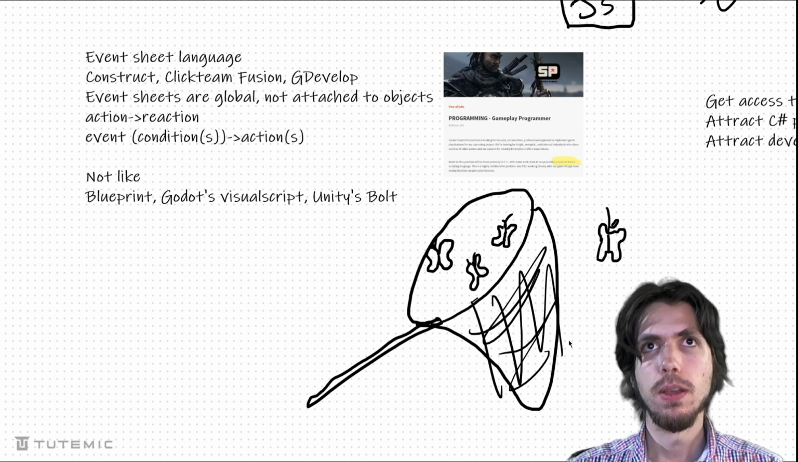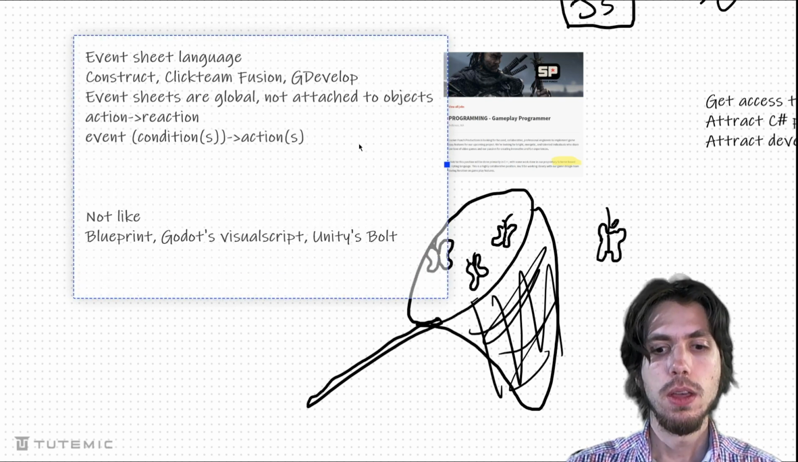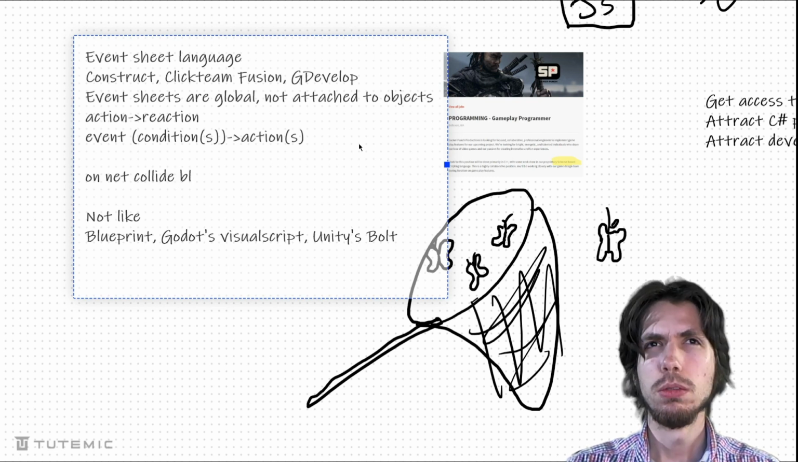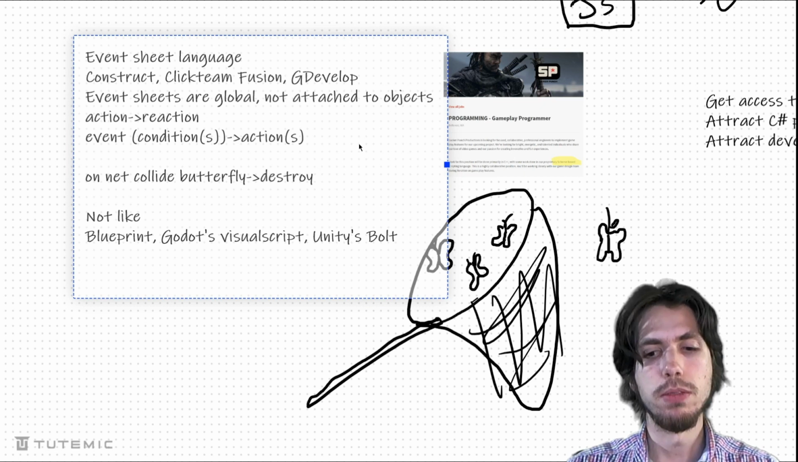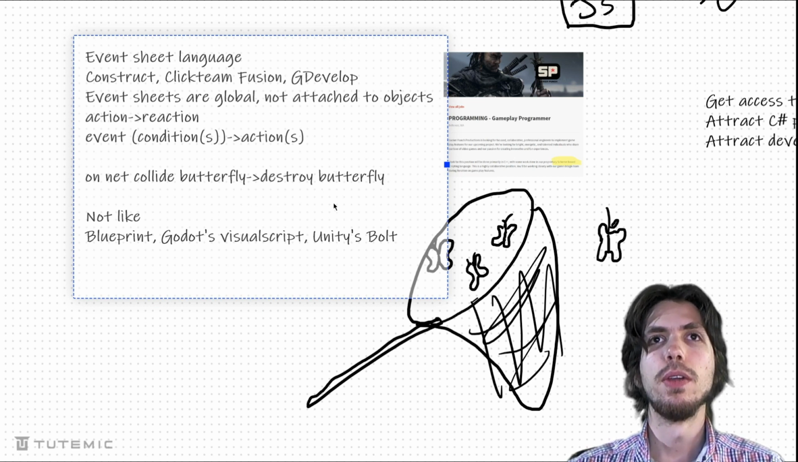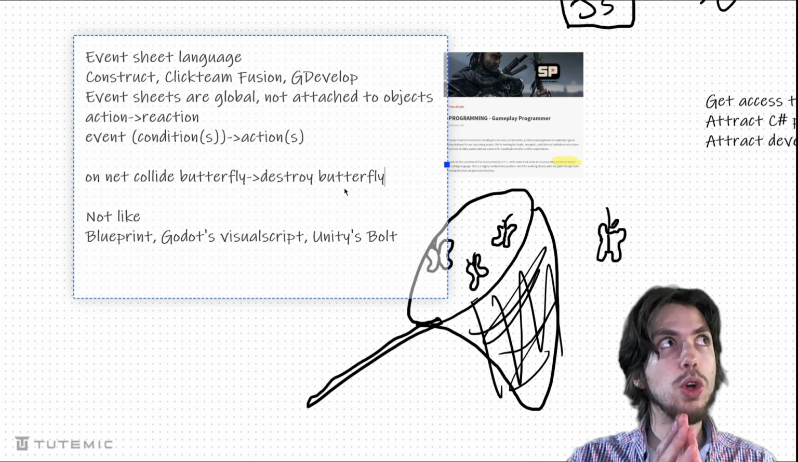So how do you write this? Well, when you're doing something like an event sheet language, what you say is: on net collide with butterfly, destroy butterfly. I know we're destroying them with love. So destroy just means we remove them from memory, if that makes you feel better. All right, so they're gone. But that's how it works. On net collide butterfly, destroy butterfly. That's it. That's all.